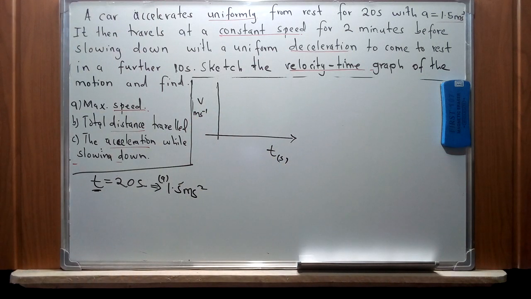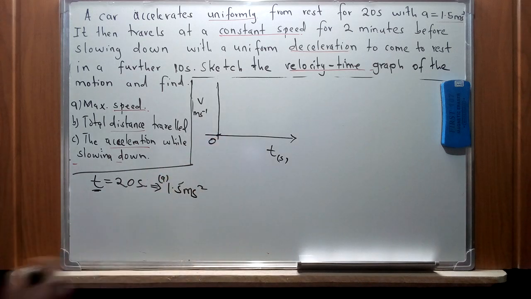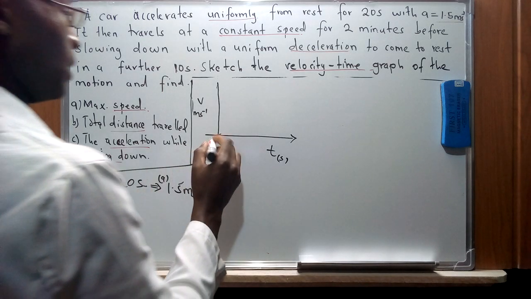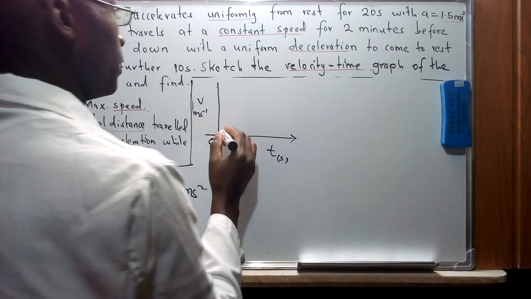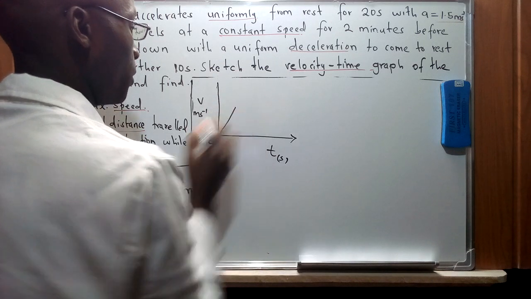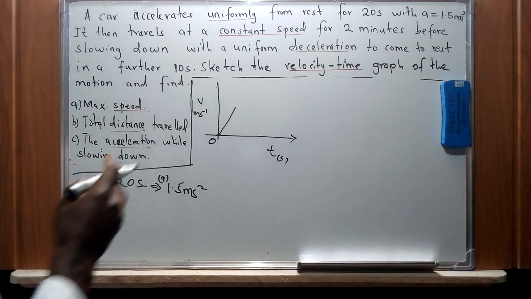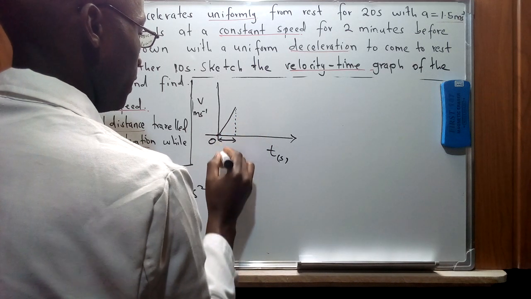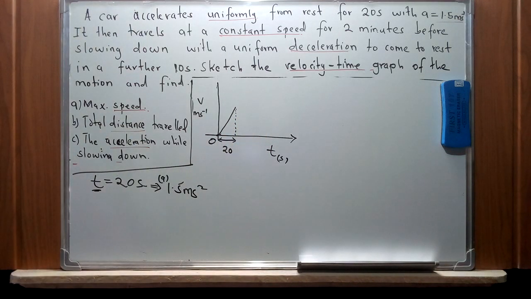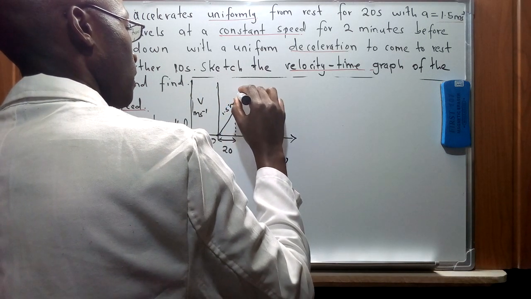So they say a car accelerates uniformly from rest. So rest will be from this point, of course, of origin for 20 seconds. The gradient for a velocity time graph represents acceleration. So it accelerates uniformly. The acceleration was uniform. We talked about non-uniform and uniform. So it's a straight line for uniform. Uniformly from rest for 20 seconds, which means the time covered between here and here was 20 seconds with an acceleration of 1.5 meters per second square.